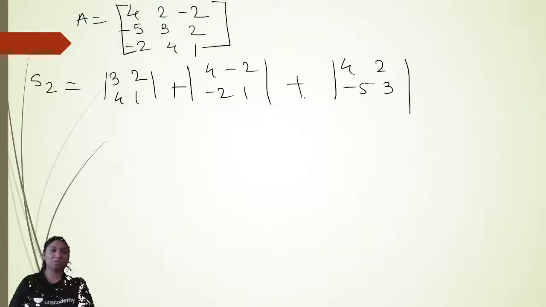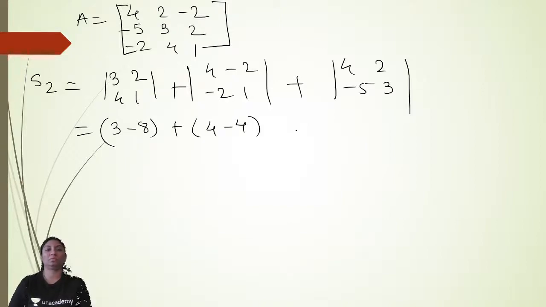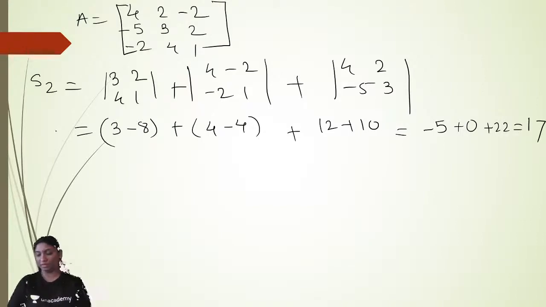Okay, so you will get 3 minus 8 plus 4 minus 4 plus 12 plus 10, which is equal to minus 5 plus 0 plus 22. So you'll get 17. So S2 is equal to 17. Right? So we can write S2 is equal to 17.